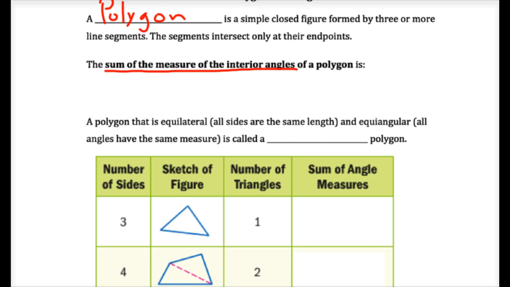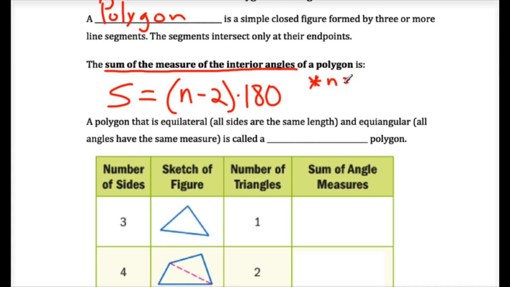S is going to be the sum of the interior angles. Start with some parentheses: (n minus 2) times 180. That's why I put the little note on the door. It says bring your calculators today. Okay, you're going to need your calculators. S stands for the sum of all the interior angles.